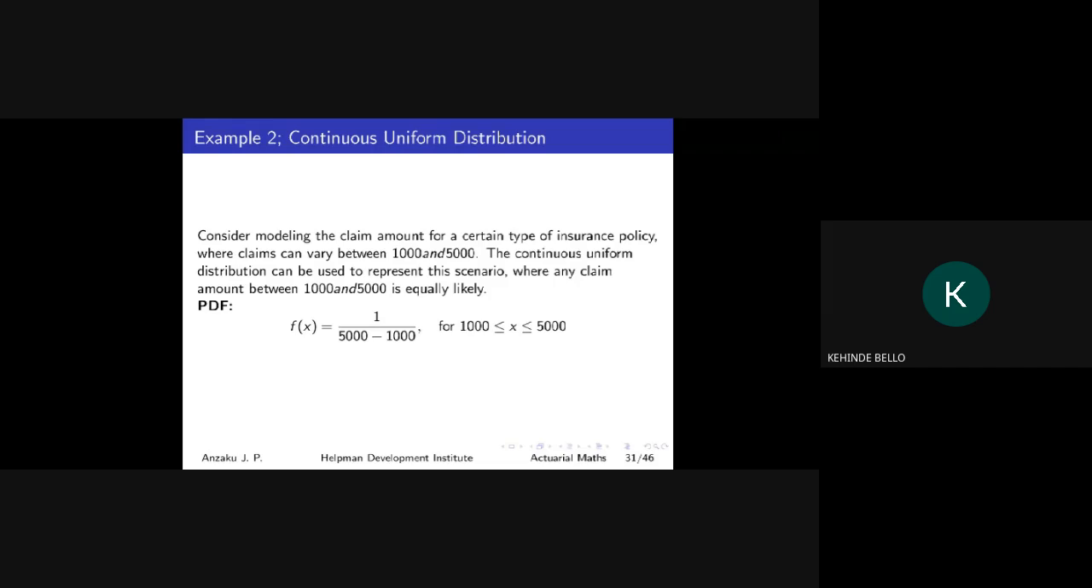So now let's look at some applications of all these distributions that we talked about. We start with the first application that we have here, which I call example 2. In example 2 here, it says consider modeling the claim amount for a certain type of insurance policy.